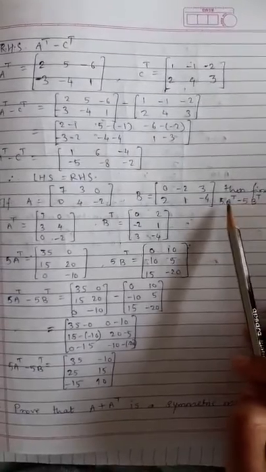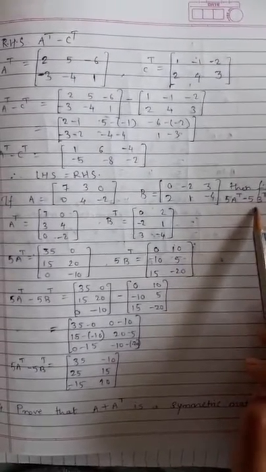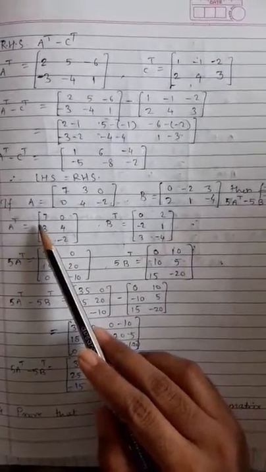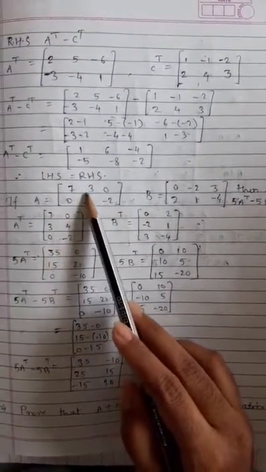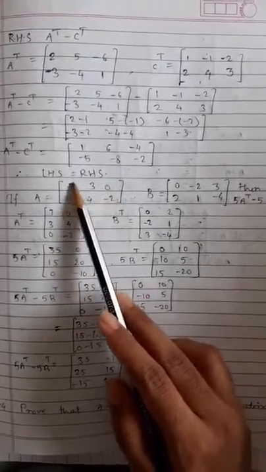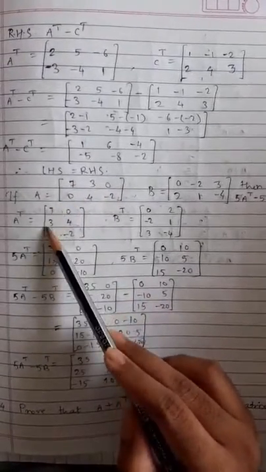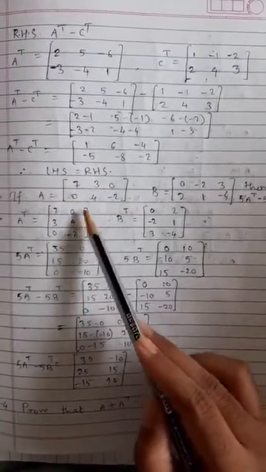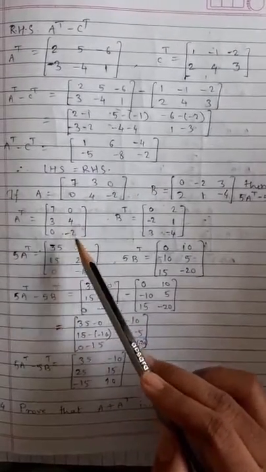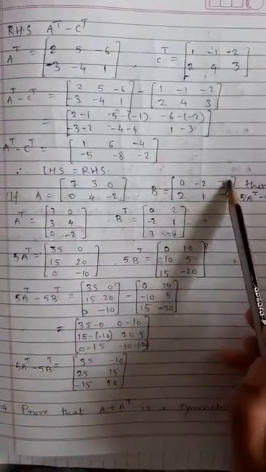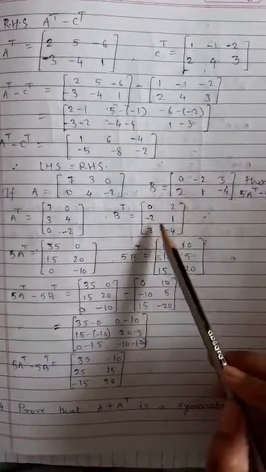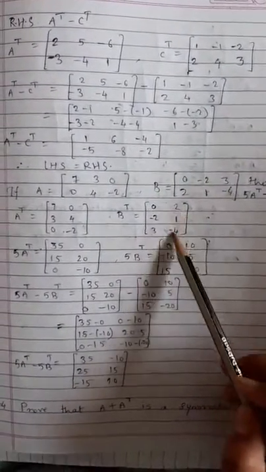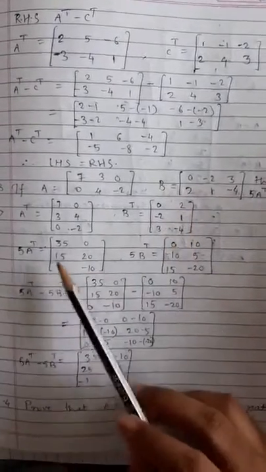What we have to find out? 5A transpose minus 5B transpose. So first we will find out A transpose. A transpose will be, the first row will become the first column, so 7 3 0. The second row will become the second column, 0 4 -2. B transpose: the first row will become the first column, 0 -2 3, and the second row will become the second column, that is 2 1 -4.